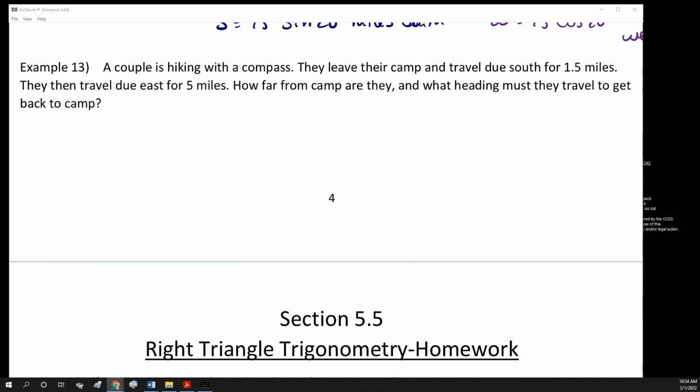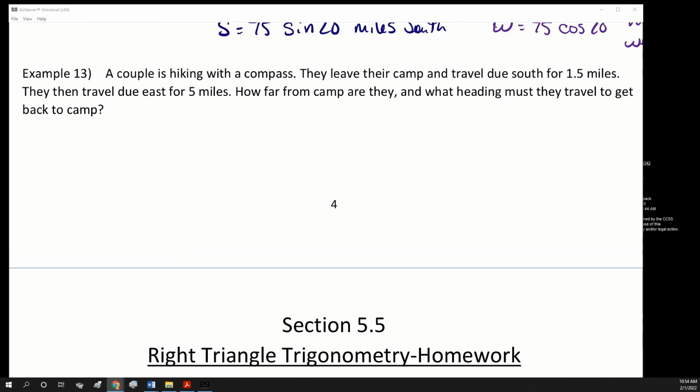So anyway, example 13, a couple is hiking with a compass. They leave their camp and travel due south for 1.5 miles. Then they travel due east for 5 miles. How far from camp are they? And what heading must they travel to get back to camp? So they want to get straight back to camp, not in an extra long direction.